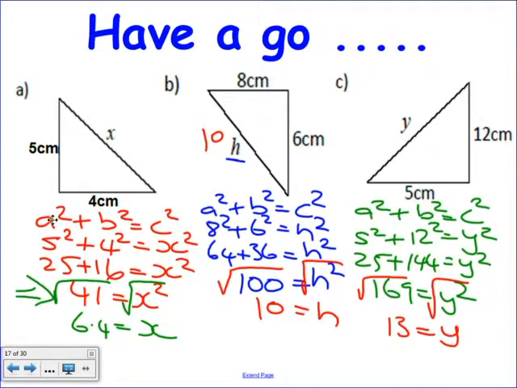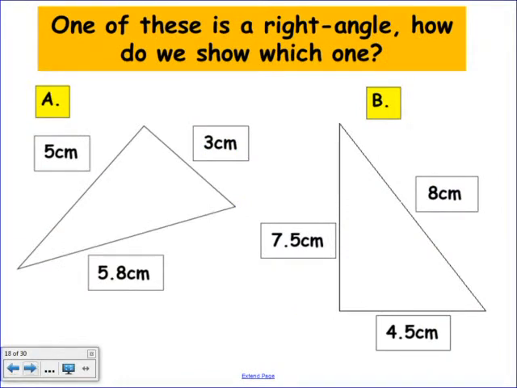Everyone happy with that? Everyone get that? Good. So that's the basics. That's when we've been given the 2 smaller sides and we have to calculate the hypotenuse. We can use this skill to work out whether a triangle is truly a right angled triangle. To be a right angled triangle, it must adhere to Pythagoras' theorem. So we've got 2 triangles here. They might both be right angled triangles, they might not. So how do we check which one is the right angled triangle? Well, you do it through Pythagoras. So what did Pythagoras say? A squared plus b squared equals c squared.